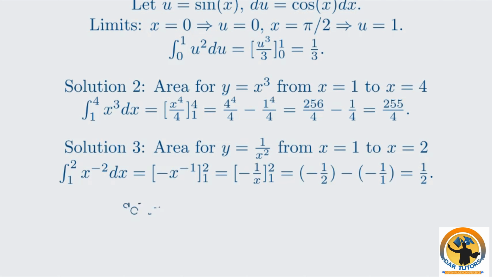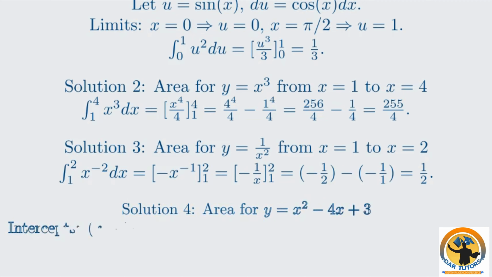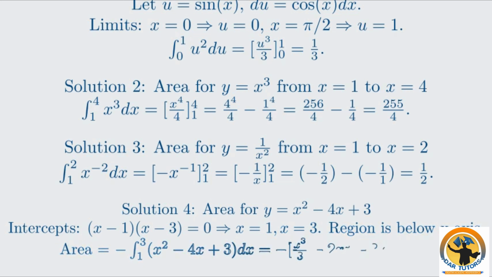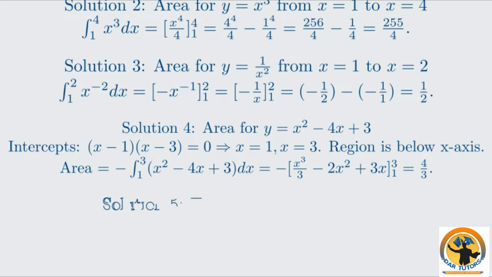For question 4, the parabola y equals x squared minus 4x plus 3 has intercepts at x equals 1 and x equals 3. The region between these intercepts is below the x-axis. The area is negative the integral from 1 to 3 of the function. The antiderivative is x cubed over 3 minus 2x squared plus 3x. Evaluating gives negative the quantity, 9 minus 18 plus 9, minus 1 over 3 minus 2 plus 3, which simplifies to 4 over 3.